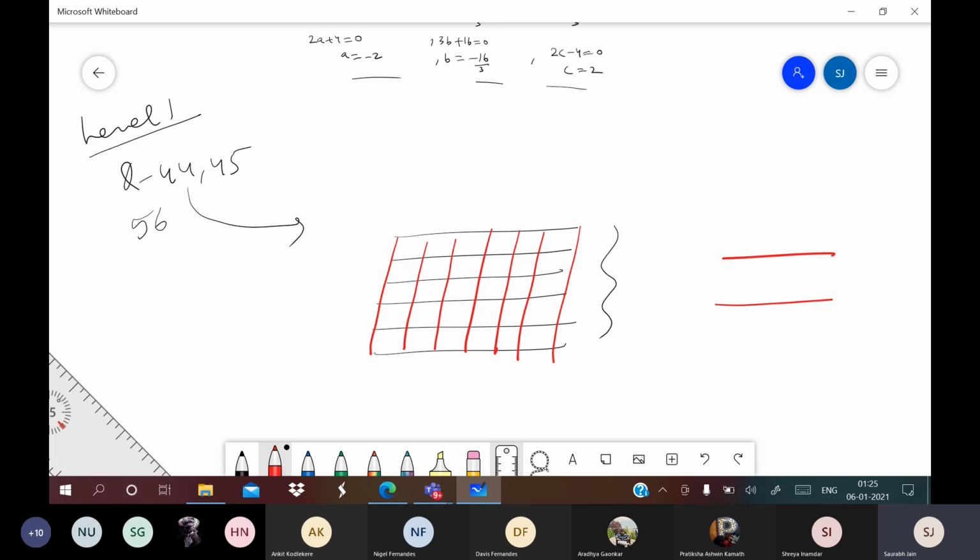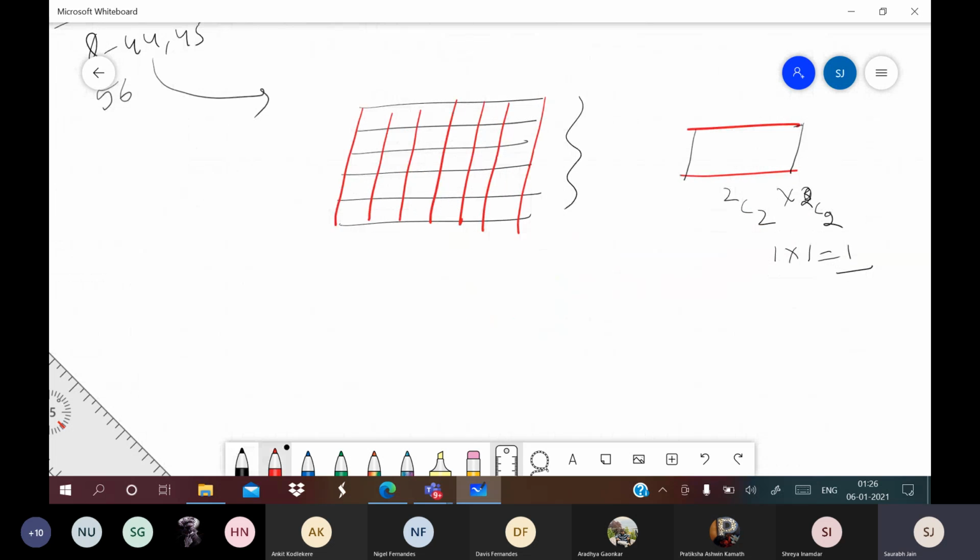Suppose we have two parallel lines like this and two parallel lines like this. So the question is how many parallelograms are there? Answer is 1. So what we do, from these red lines we will have to select 2, and from the black lines also we will have to select 2, and when we multiply them we get the number of parallelograms formed. Suppose we have 3 parallel lines and another set of 3 parallel lines.